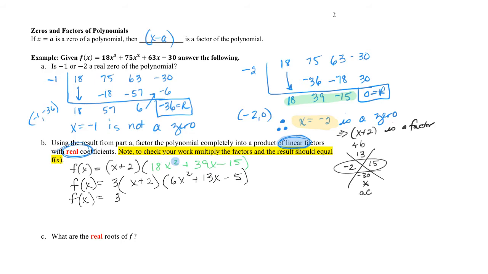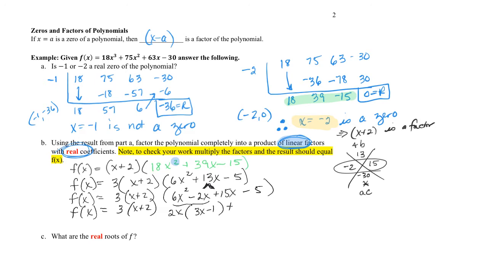So f of x equals 3 times x plus 2 times, I'm splitting the middle, so I'm taking this term here in the middle, 13x. I'll just carry the 6x squared down. 13x will be negative 2x plus 15x. And you can see negative 2x plus 15x, if I add those together, I come back to 13x. I'm right back where I started, so I haven't changed anything. I've just split the middle. And then I'm going to factor by grouping. So f of x equals 3 times x plus 2, this was dragged along. From the first two terms, I factor out a 2x. That leaves me with 3x minus 1. From the second two terms, I'll factor out a 5 and 3x minus 1.